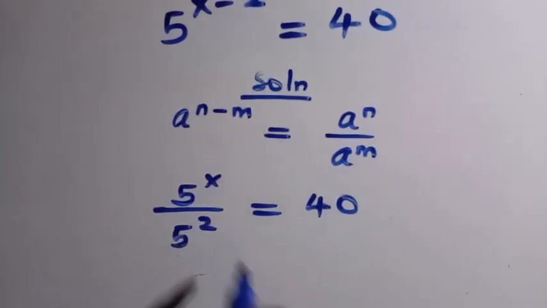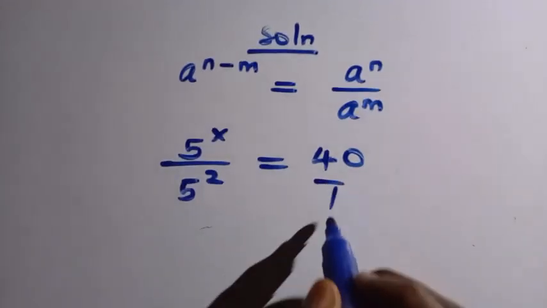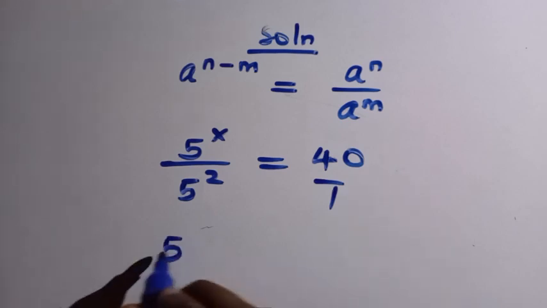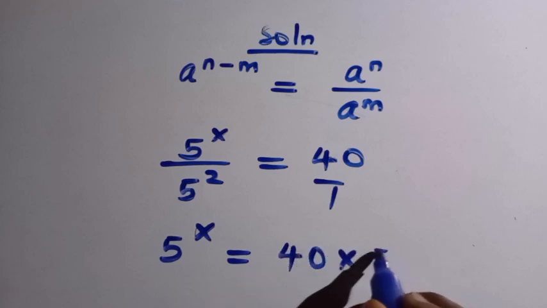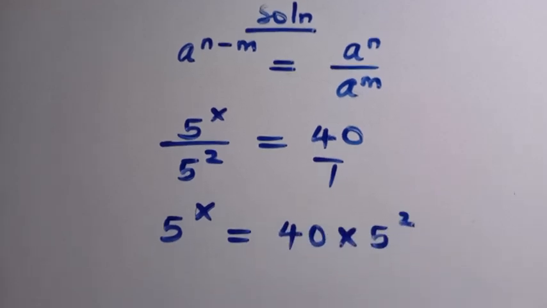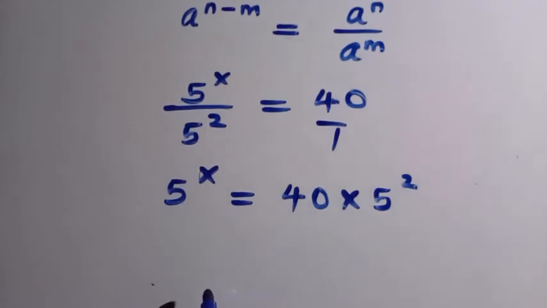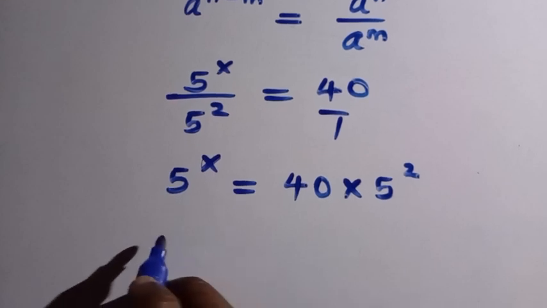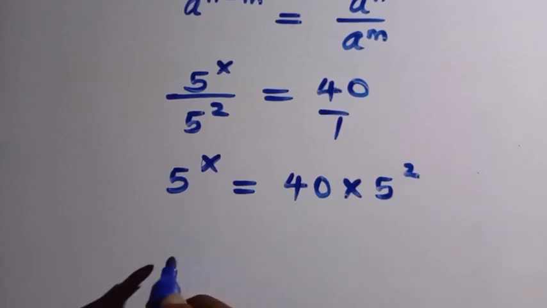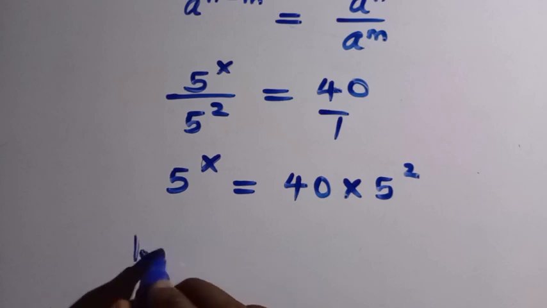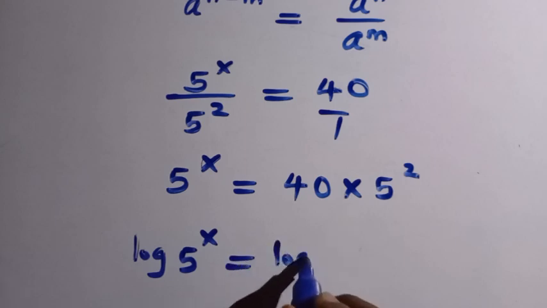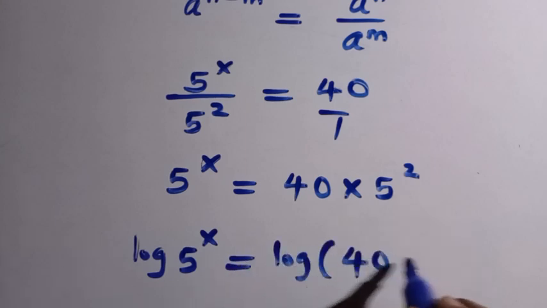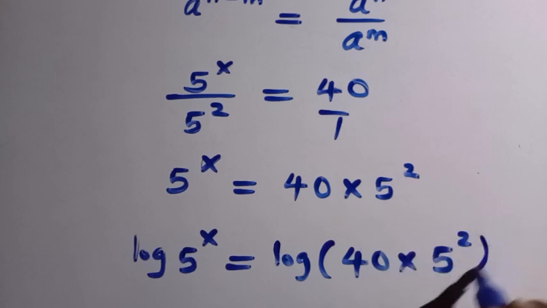Then from here we have to cross multiply. By cross multiplying, we have 5 power x equals 40 multiplied by 5 power of 2. And 5 power of 2 here is 25, or we can just leave it in that form. Then here we are going to introduce logarithm on both sides. So here we have log 5 power x equals log 40 multiplied by 5 power of 2.